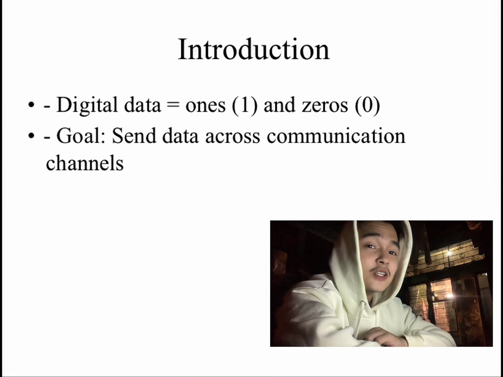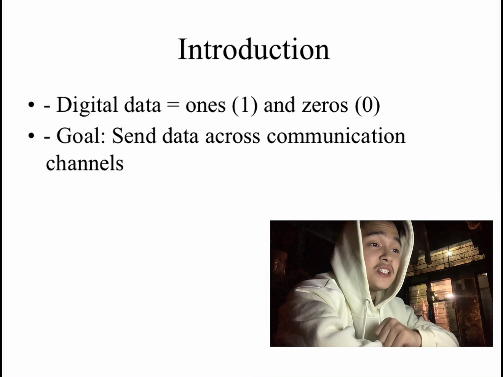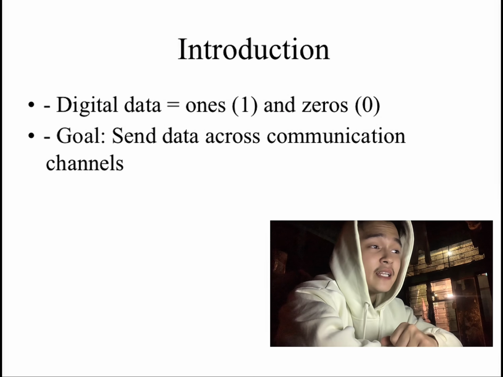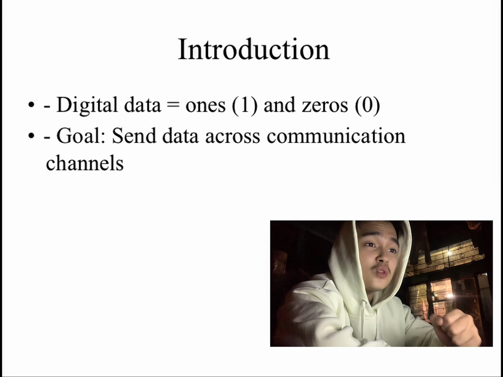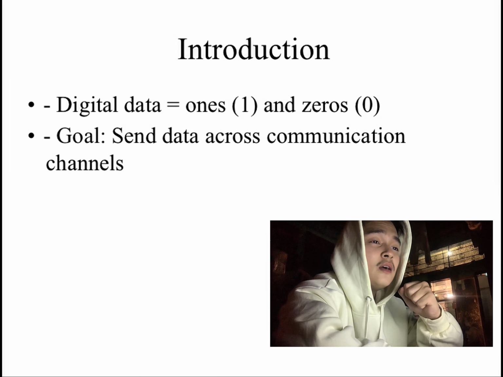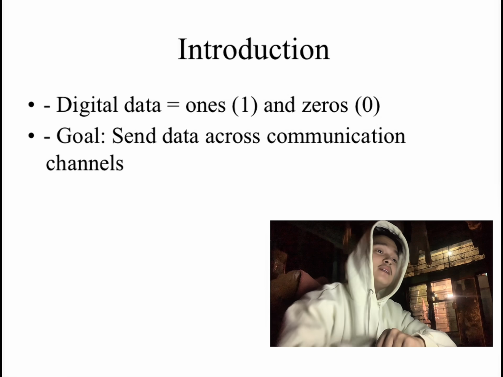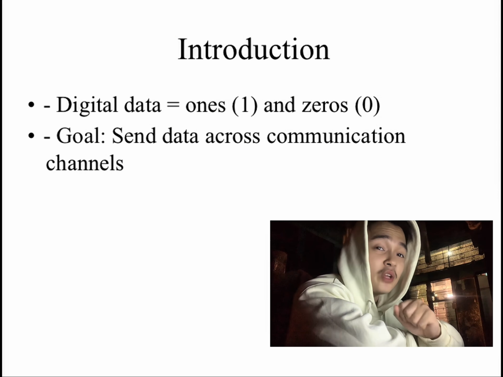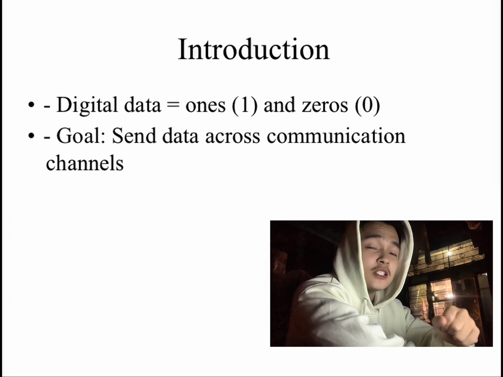Now, let's go to the introduction. Digital data is stored as ones and zeros, but we can't send raw ones and zeros directly across the channel. We need a way to turn that data into signals that can actually move across cables or light. The main goal of digital communication is to send data quickly, reliably, and accurately from one place to another.